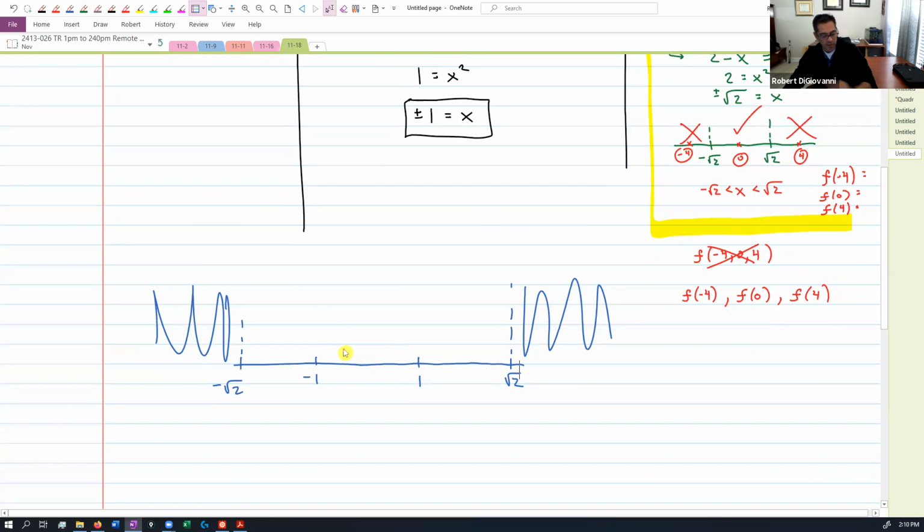So we got to pick test points here, here, and here, but anything outside of that doesn't make sense. So I got to pick something here, here, here. So 0. Unfortunately, you're going to have to pick a decimal because this is 1 and this is like 1.414 or something. So I'm just going to pick 1.2. And then over here, I'm going to pick -1.2.